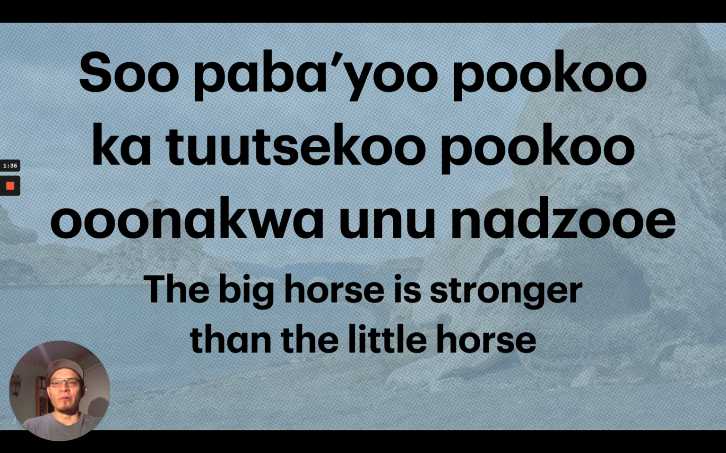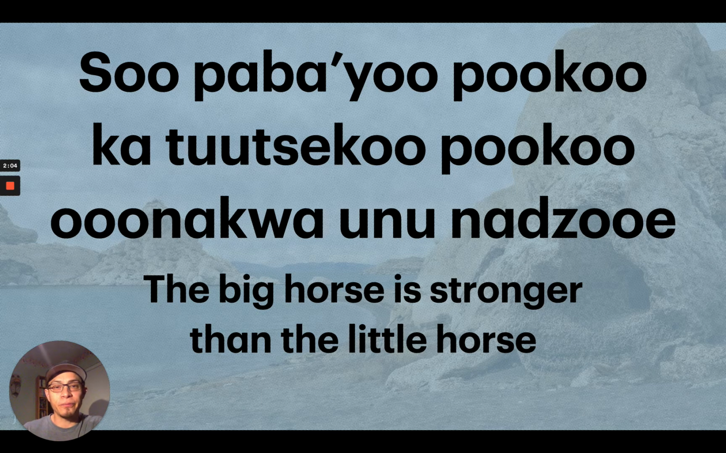First is kind of a long one. It's supaba yupuku, katud sikupuku, unakwa ununadzui. Means the big horse is stronger than the little horse. Something to keep in mind that when the two things being compared, the one that is greater, the one that is bigger, more than, or in this case, the one that's stronger, is always going to be found in the nominative case, or in other words, the subject.